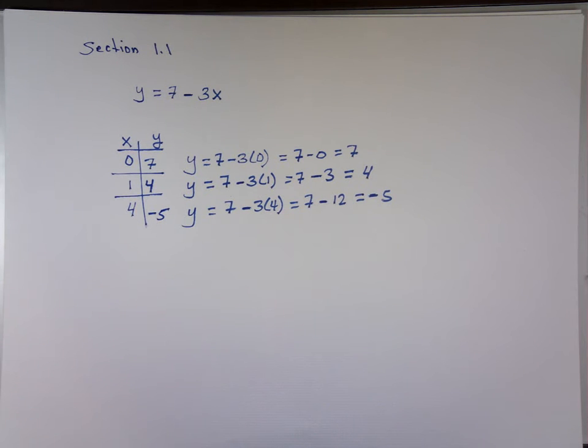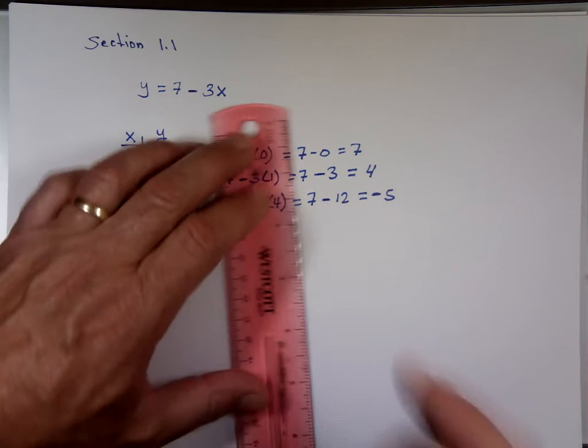You can pick as many points as you want to. We know this is a linear equation. Linear, the graph is going to be a straight line. So you don't need more than 2 points actually to graph it. I chose 3 just to be on the safe side. So here we go.